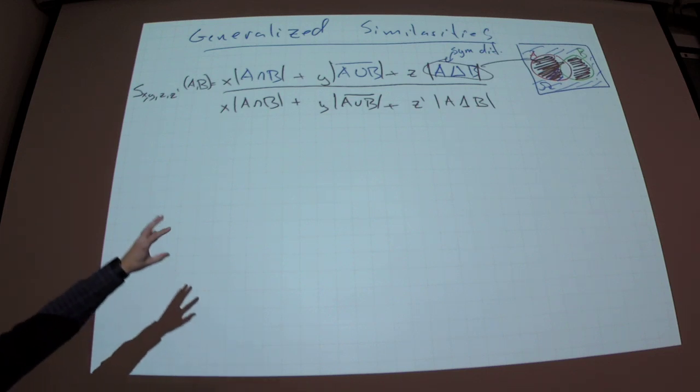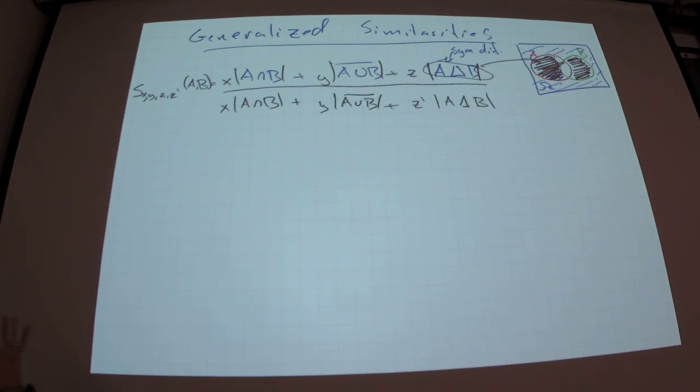Okay, so it looks kind of complex, but this defines a fairly general class. If I plug in any positive or non-negative parameters for x, y, and z, then this will make sense. So for instance, the Jaccard similarity is going to have parameters. You can do this with x equals 1, y equals 0, z equals 0, and z prime equals 1.